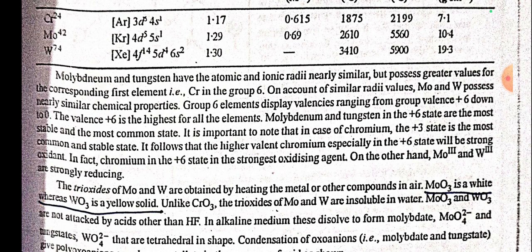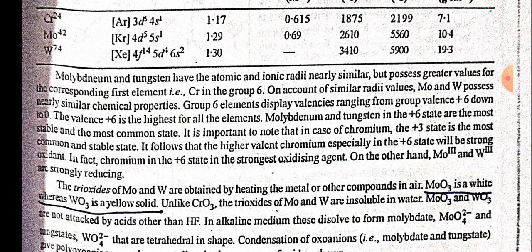Group 6 elements display valencies ranging from the group valency +6 down to 0. The +6 valence is the highest. For molybdenum and tungsten, +6 is the most stable and the most common. It is important to note that in the case of chromium, +3 is the most stable and common. It follows that higher valent chromium, especially +6, will be a strong oxidant. In fact, chromium(VI) is a strong oxidizing agent. On the other hand, MoO3 and WO3 are not strongly oxidizing.